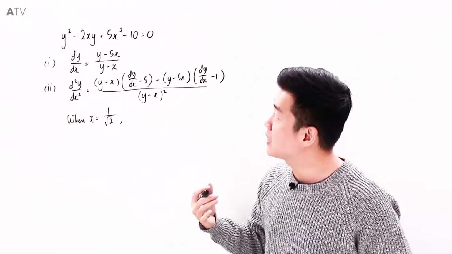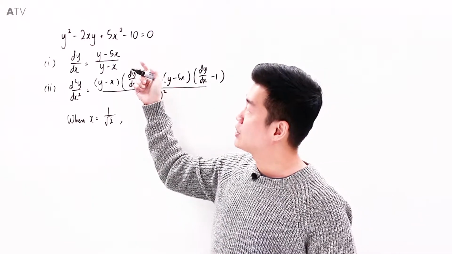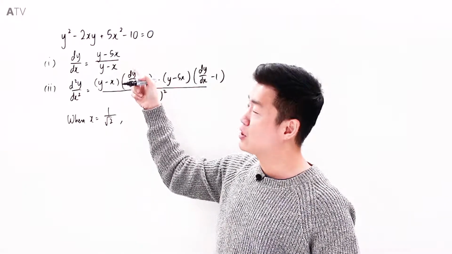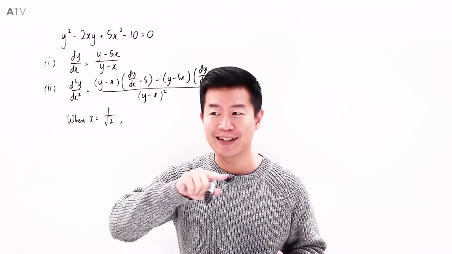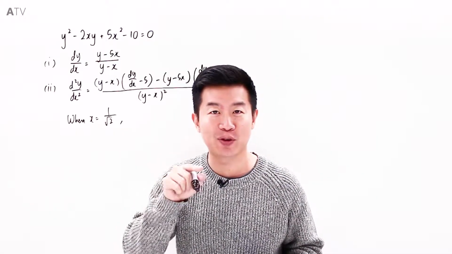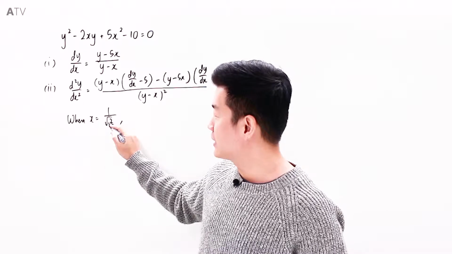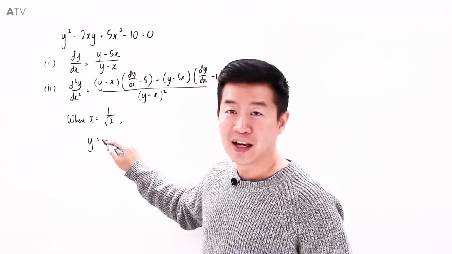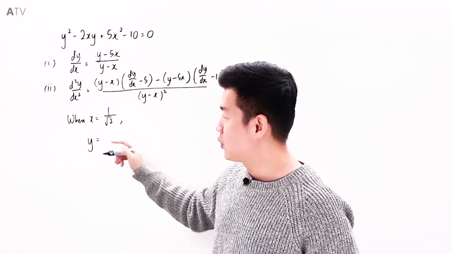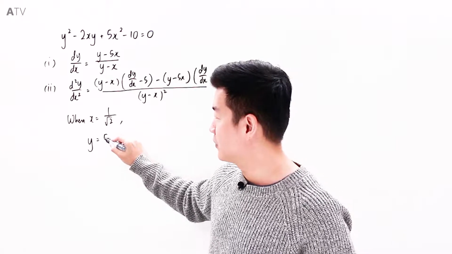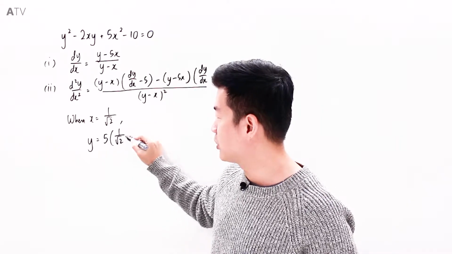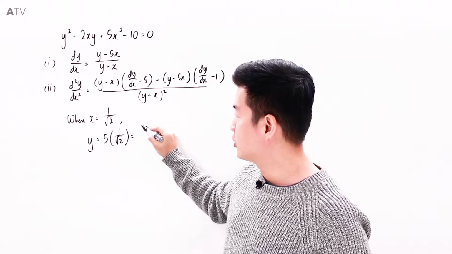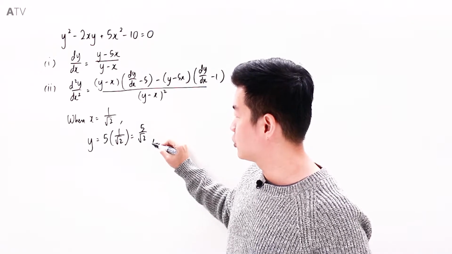Or in the previous part, we actually found that there's another equation at the stationary point. The other equation is when y is equal to 5x. That is definitely a simpler equation. Let's make use of that equation instead. So when x is equal to this, making use of the other equation that we found in the first part, when y is equal to 5x, it will be 5 multiplied by 1 over square root of 2. So we know y is going to be 5 divided by square root of 2.